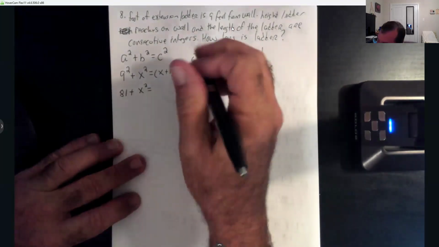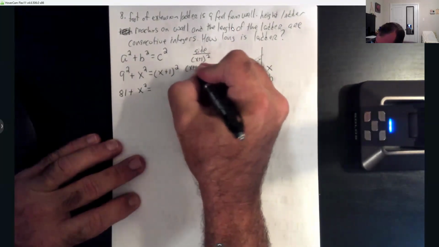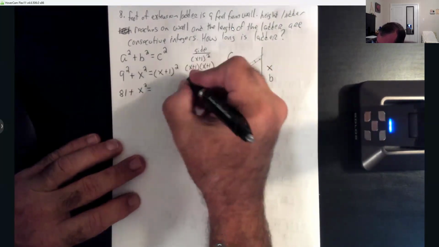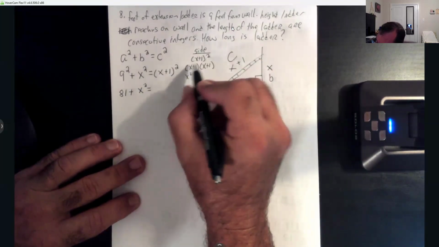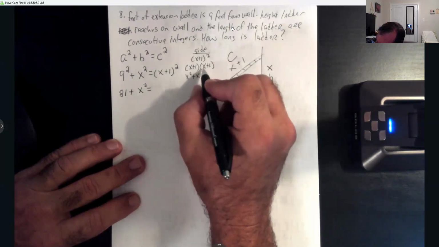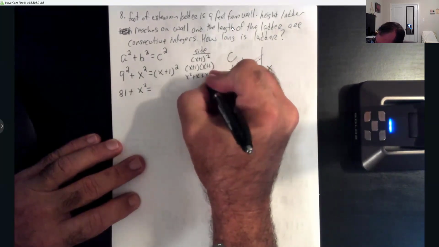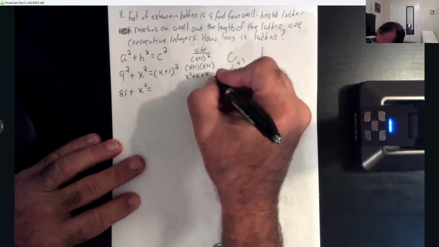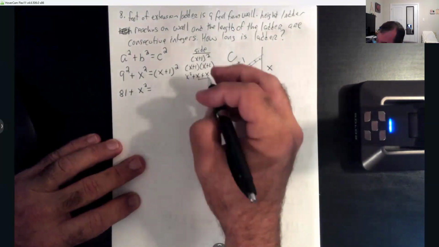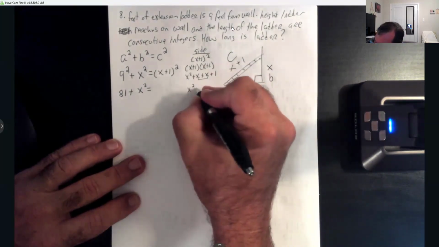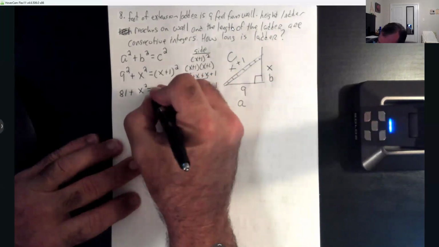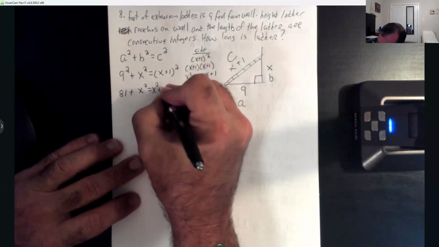Because remember, X plus 1 squared, we got a FOIL. So X times X is X squared. X times 1 is 1X. 1 times X is 1X. 1 times 1 is 1. And then add your like terms so that this ends up as X squared plus 2X plus 1. So I'm replacing that right here.